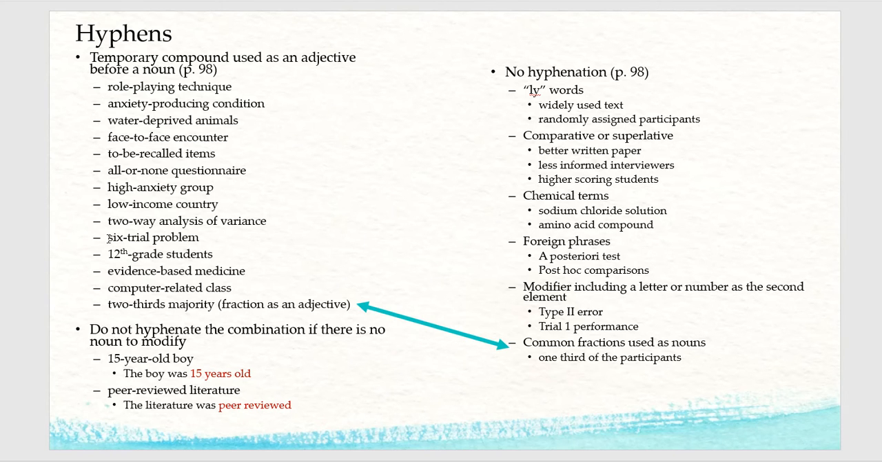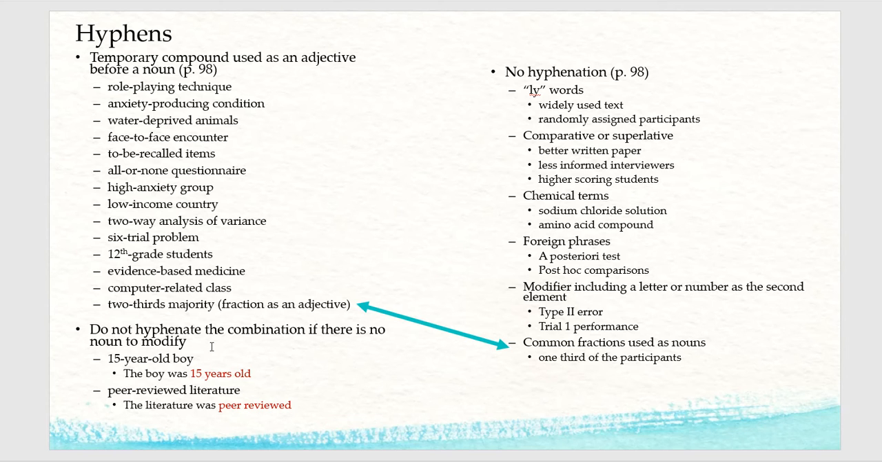Notice how we use 6 trial problem. This is because this number is less than 10. We're going to spell it out. But this number is greater than 10, so we're going to use the numeral. And then APA makes this distinction between using words, fractions, as nouns or adjectives. In this case, 2/3 is describing majority, so it's going to be hyphenated. But in this example over here, this is a noun representing the group, so there's no hyphen here.